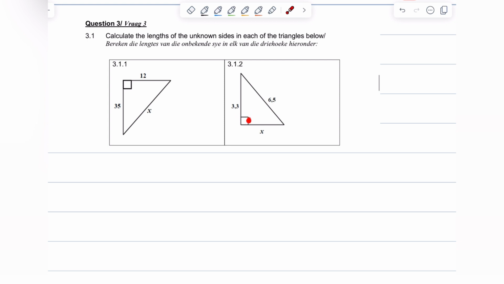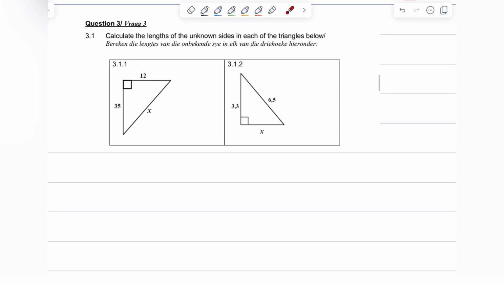So hierdie vierkantige symbool, hierdie vierkant basis in daai hoek verwys na 90 grade, en dis hoe ons weet dat dit 'n reghoekige driehoek is. So albei van hier is 'n reghoekige driehoek.